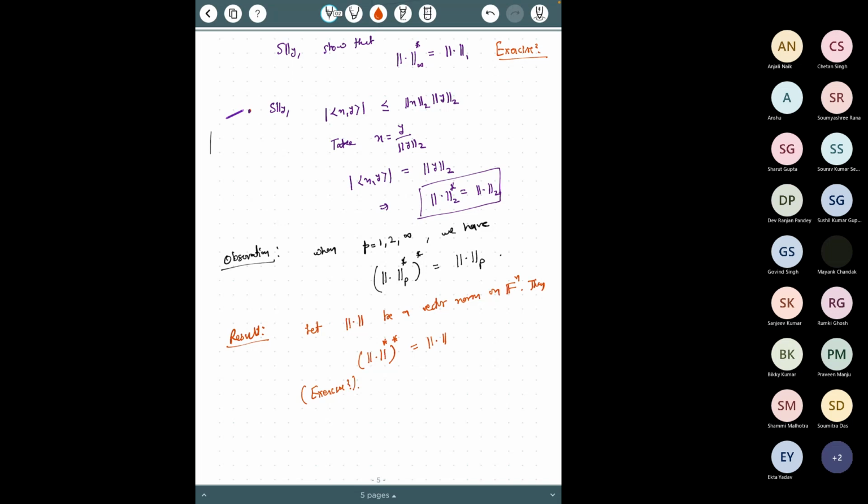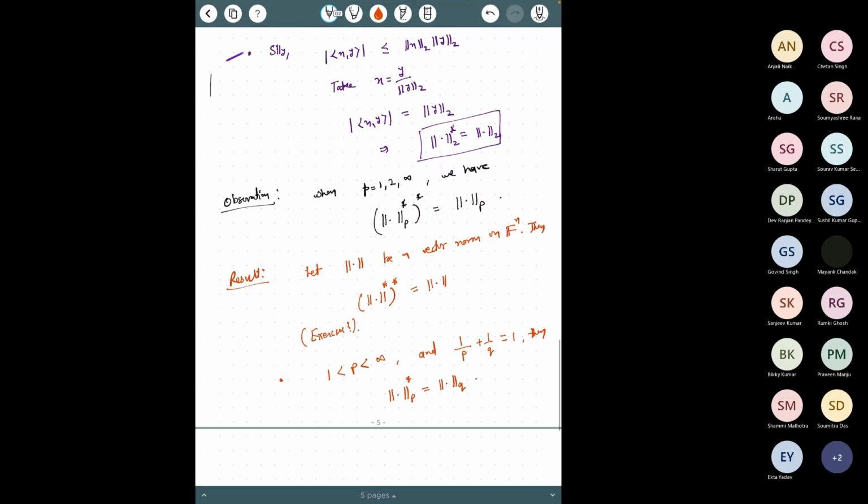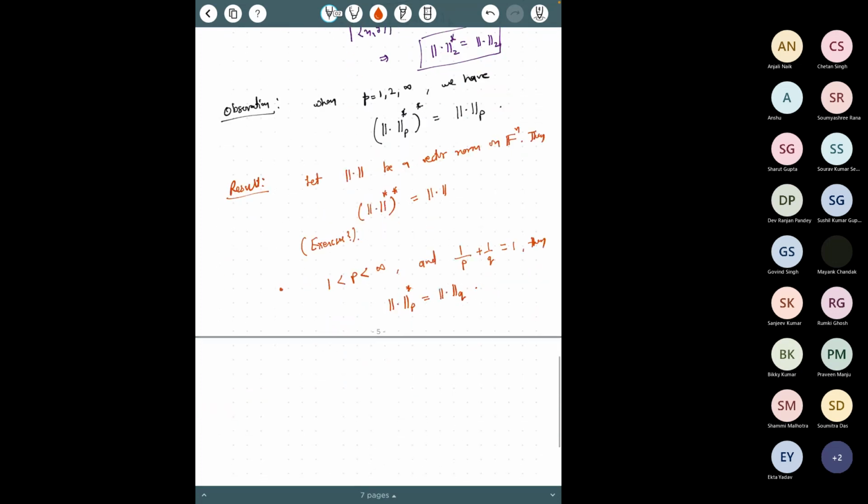Also, you can take one more exercise, and you can show that if p is greater than 1 and less than infinity, and q is such that 1 upon p plus 1 upon q is equal to 1, then the dual of the p norm is equal to the q norm. This follows by using Holder's inequality. This also you can find anywhere, it is available on the internet also. So it is also an exercise for you.